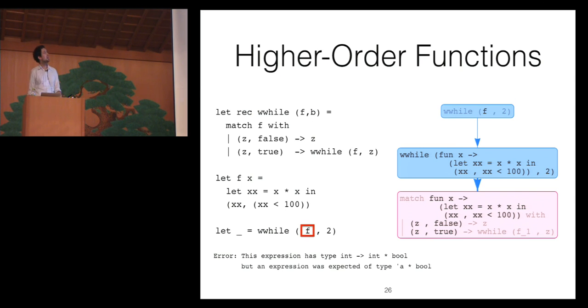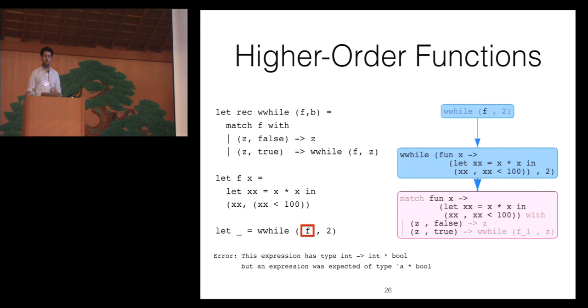Whereas on the right-hand side, again, we have one of our traces, which shows that if you just try to evaluate this expression, WWhile of f and 2, you'll eventually reach a point where you're trying to match this function value against a tuple pattern, and you can't do that.